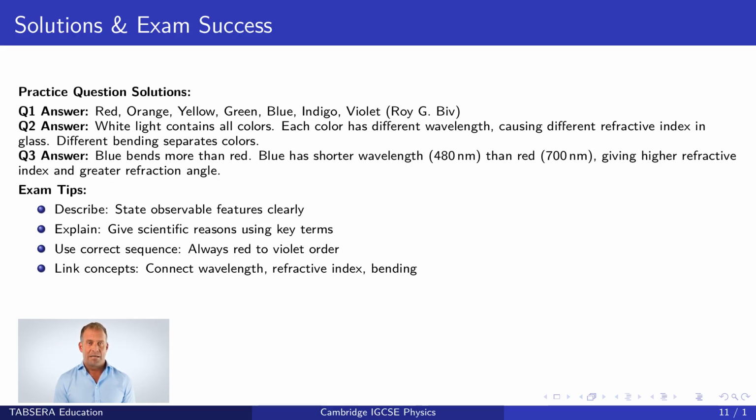Now for exam success tips. When asked to describe, state observable features clearly without explanation. When asked to explain, give scientific reasons using key terms like wavelength, refractive index, and refraction. Always use the correct spectrum sequence from red to violet. Link concepts by connecting wavelength to refractive index to bending amount.